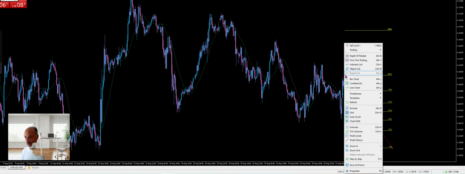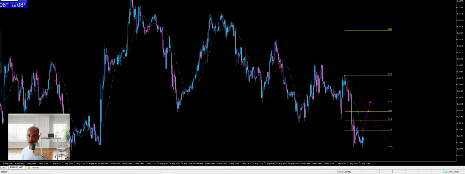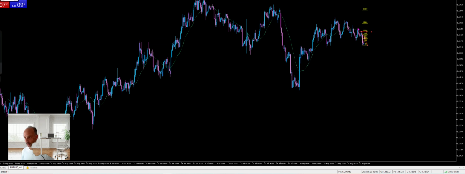Remember, market structure is always the most important. So where's my market structure on this time frame? Well, it's right here, at this 100% area, because this is the swing high that led to this new low. So as long as we stay below this level, even if it goes higher than the 61, that's fine. And if we go to the 4-hour, where's our structure level here?